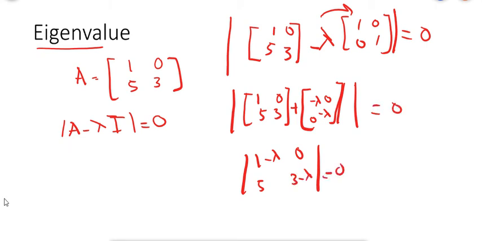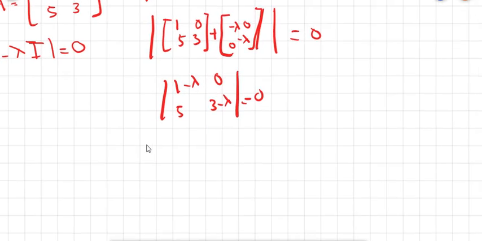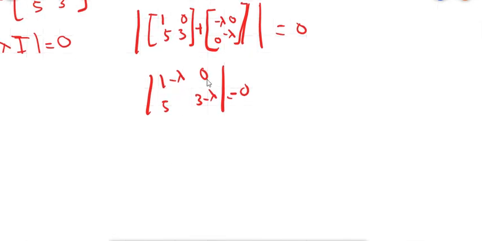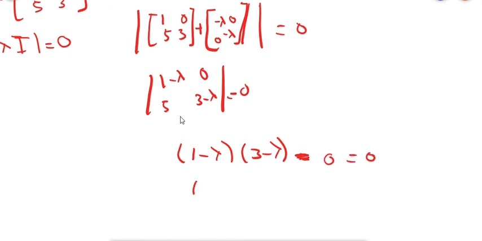Okay, now how will we find the determinant? As you know, to find the determinant is just by cross multiplication. It will be 1 minus lambda multiplied by 3 minus lambda, minus 5 multiplied by 0, equal to 0. So it will be 1 minus lambda multiplied by 3 minus lambda equal to 0.